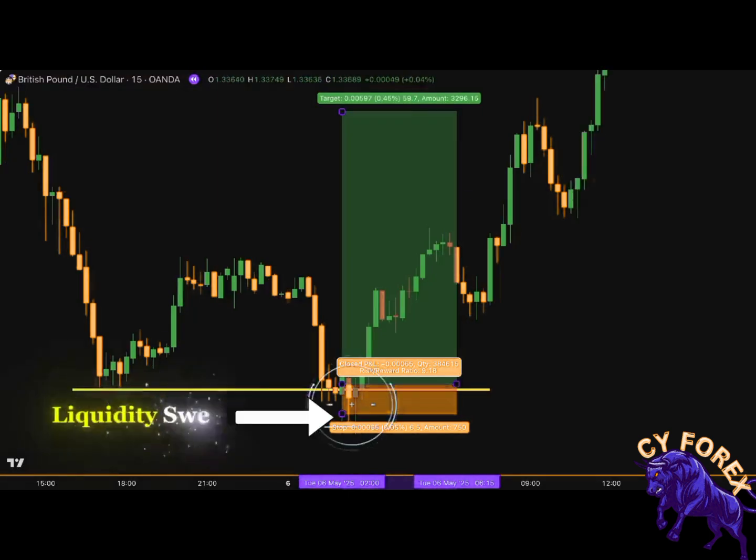Again, both groups are trapped. The real move starts after the liquidity is cleared.